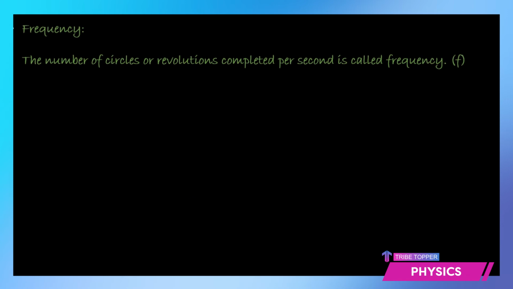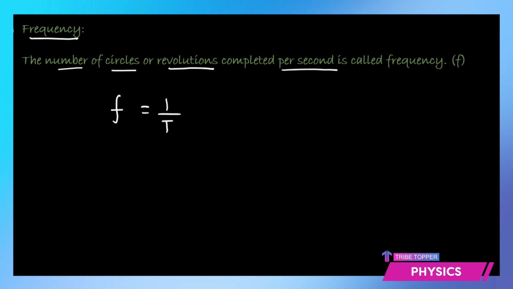Number 4 you need to know is frequency. Frequency means how many circles or revolutions you can complete in 1 second. So the definition, I'll repeat: the number of circles or revolutions completed per second is called frequency. We denote it as f, and f is equal to 1 over T.